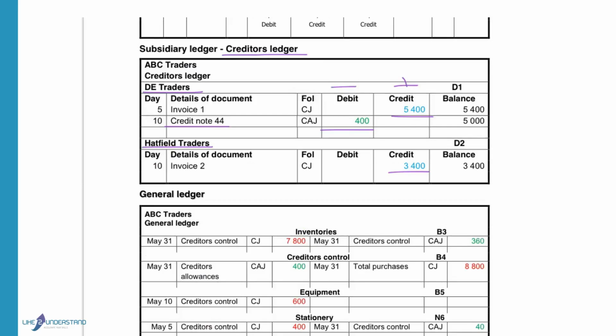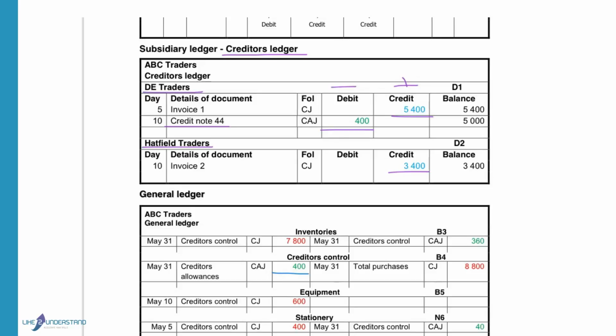We will also record the entries in the general ledger. We don't have any entries in the sundry accounts column, so we don't have to post entries during the month. At the end of the month, we will take the totals of the columns and we will show the effect in the general ledger. Creditors, we return goods, so my creditors control must reduce on the debit side with 400 Rand.